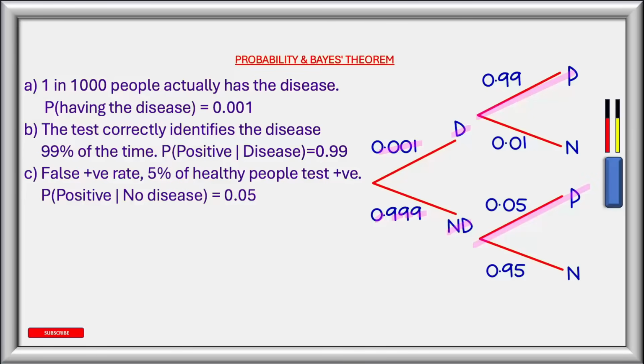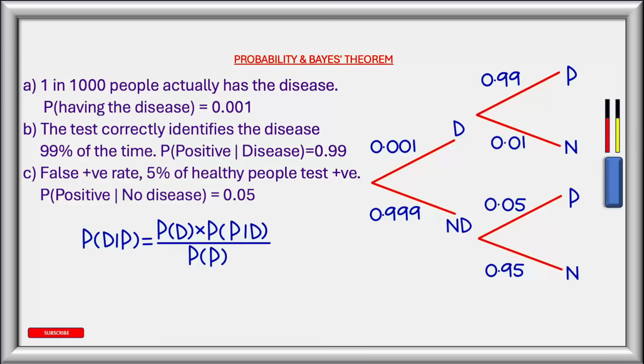So this branch on the tree diagram. And looking at the other branches of the tree diagram, the probability of having the disease and testing negative, so this branch here, is 0.01. And the probability of not having the disease and testing negative, so this branch here, is 0.95. As these values are the complements of testing positive. So if you remember, we subtract 0.99 from 1, and that gives us 0.01. And we subtract 0.05 from 1, and that gives 0.95.